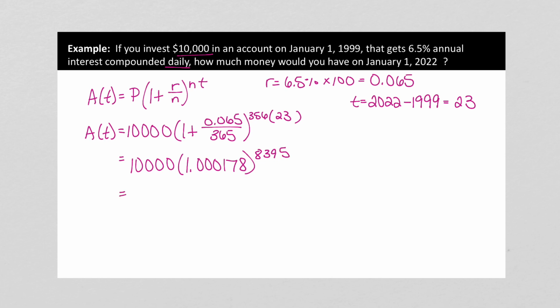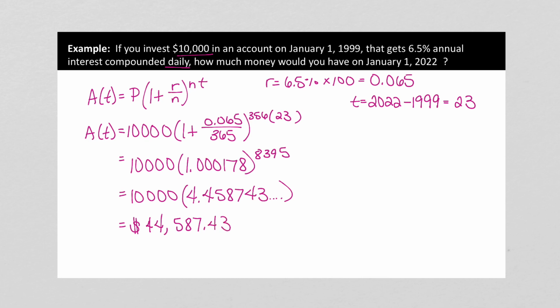Now next, you have to do your exponent. Don't multiply by 10,000 yet. So 1.000178 to the 8,395 is approximately 4.45873, and however many decimal places. Multiply that by 10,000, and now you can round to the nearest cent. That's 2 decimal places. $44,587.43.